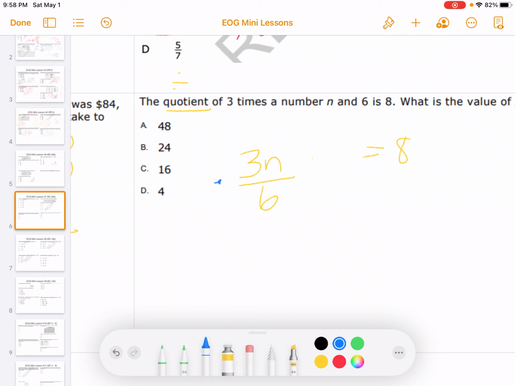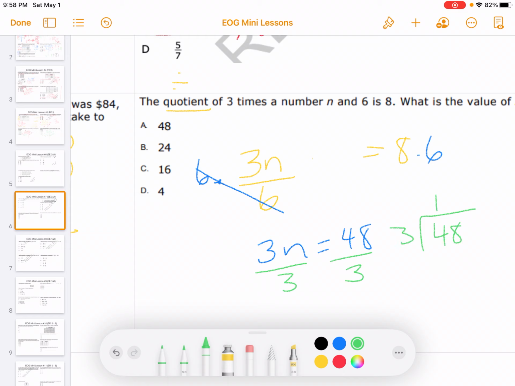So I'm going to multiply by 6 on each side, because if I divide by 6, I have to multiply by 6. And I end with 3n equals 48. Then I need to divide by 3 on each side, and I figure out that n equals 16, because 3 divided by 3 is 1, and 48 divided by 3 is 16.